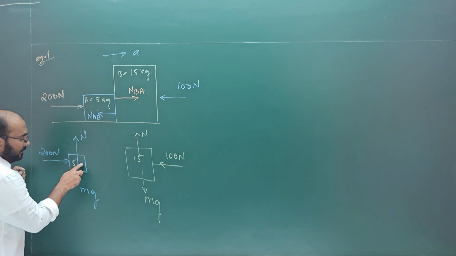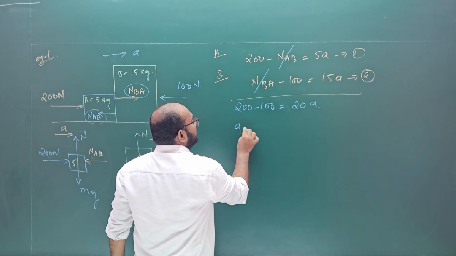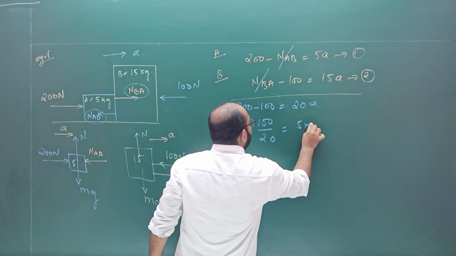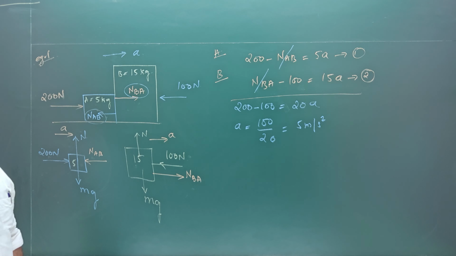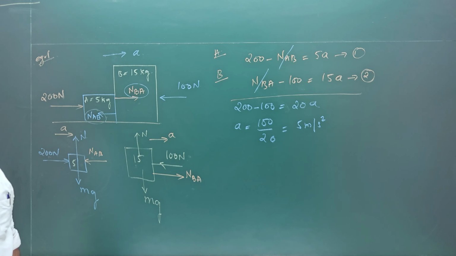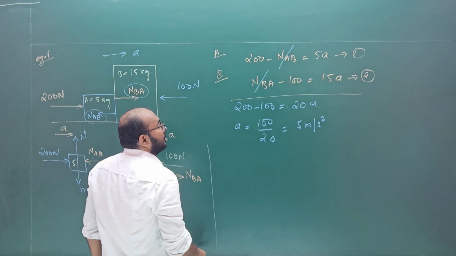What is left out? Then I can write this equation as 200 minus 100 equals 20A, or A equals 100 upon 20, that is 5 meter per square second. Yes or no? So now we have the value of A. Let us substitute that value in equation 1 and equation 2 and see if we get the same values or not.